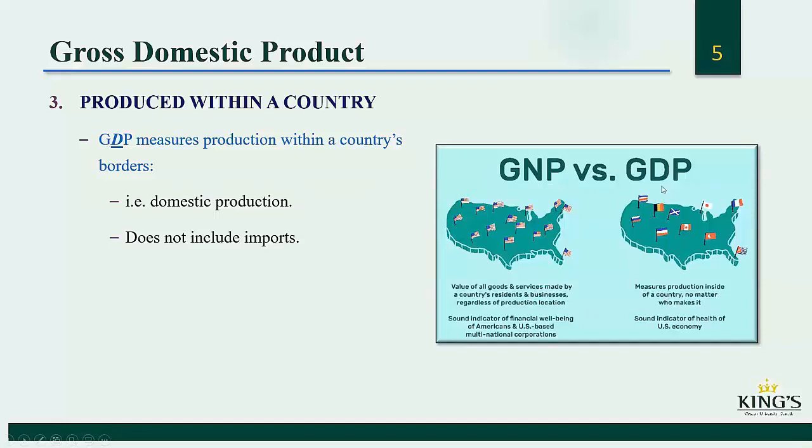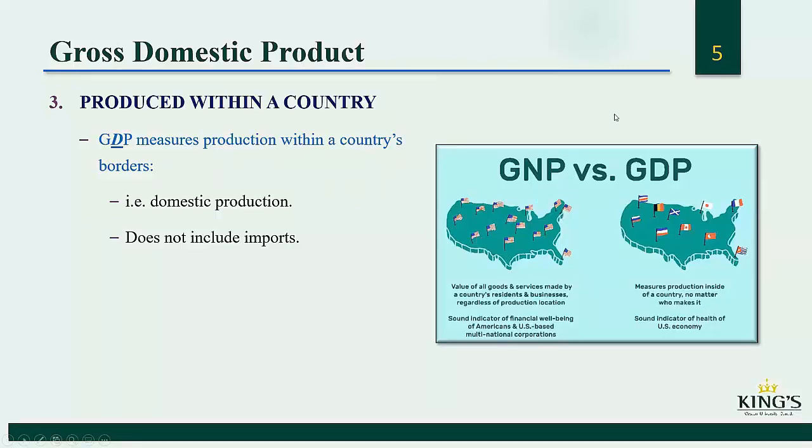As you can see in this diagram here, gross domestic product just includes what's production done within the borders, regardless of the nationality of the firm owners, whereas GNP would only include things that are produced by an American firm.